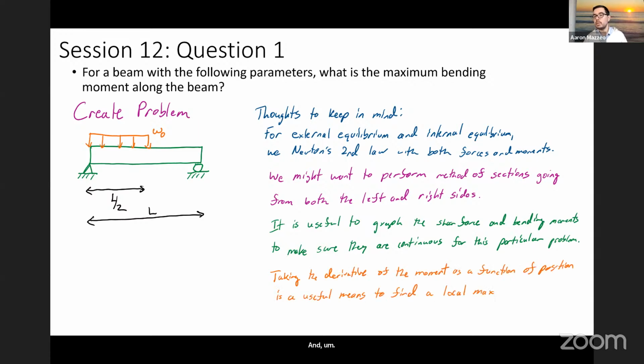Taking the derivative of the moment as a function of position is a useful means to find a local maxima. That's just bringing up an idea we have from calculus: if I have a curve and I'm interested in calculating the maxima or minima along that curve, I can take a derivative and set it equal to 0.